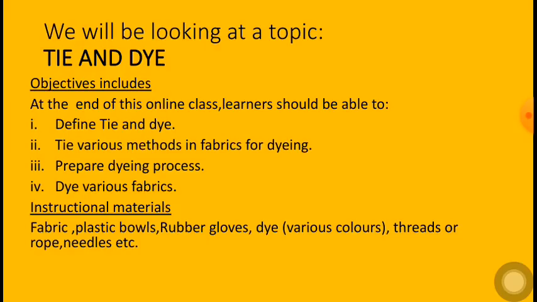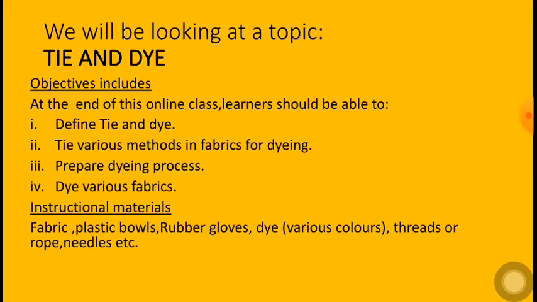Now, for us to conduct this tie and dye practical, there are certain materials that need to be on ground. Some instructional materials that we'll have to put in place. Number 1, we have fabrics. Number 2, we have plastic bowls. We have rubber gloves. We have dye. Now, the dye is going to be of different colors, depending on what you want to do. If you want to use just one color for your dye, it's okay. But if you want to use various colors, you have to have different colors of dyes.